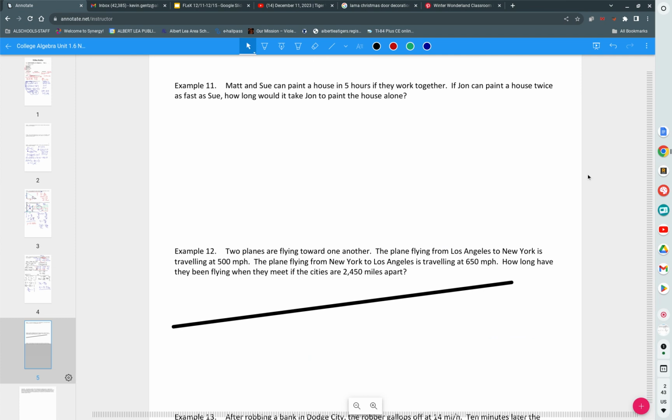Now Matt and Sue are painting houses. It takes them 5 hours if they work together. Either they're a lot faster at painting smaller houses. I'm going to say they're painting smaller houses. Okay?